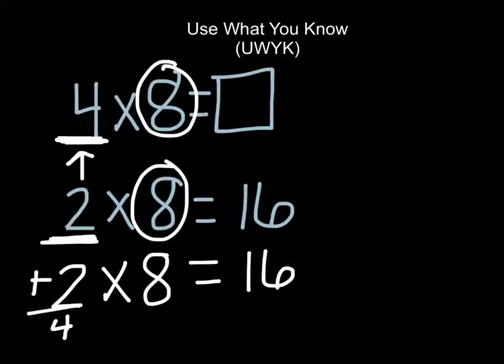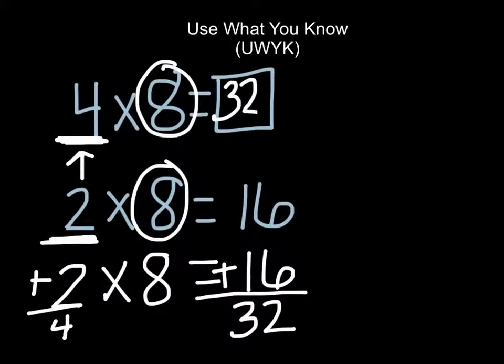And if I'm adding my number of groups, I also have to add my products, my totals over here. And when I add 16 plus 16, I get 32. So 4 times 8 is 32. And that's how you use the Use What You Know strategy.